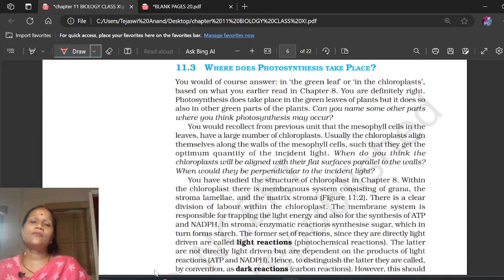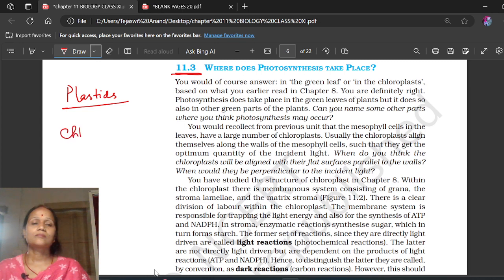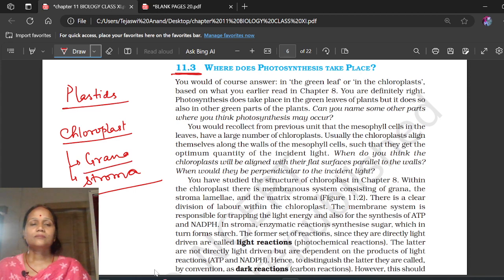Now we have to understand where does photosynthesis take place. Photosynthesis takes place inside the plastids, or we can say the chloroplasts. Chloroplast has two important parts. One is grana and another is stroma. You can see the diagram also.